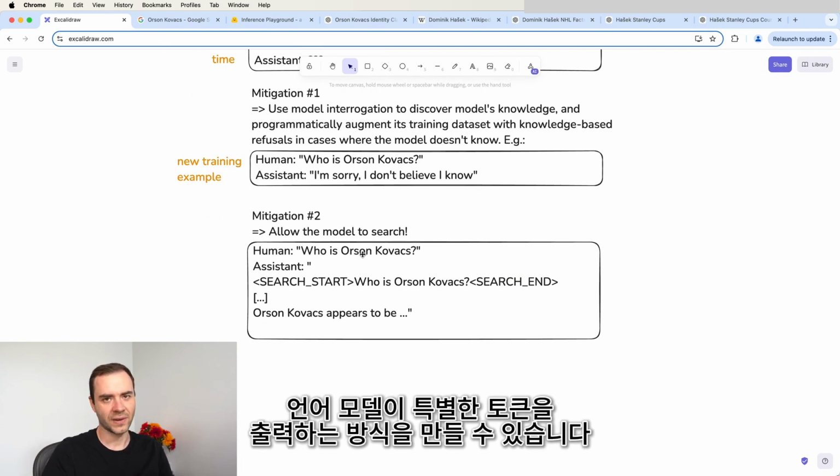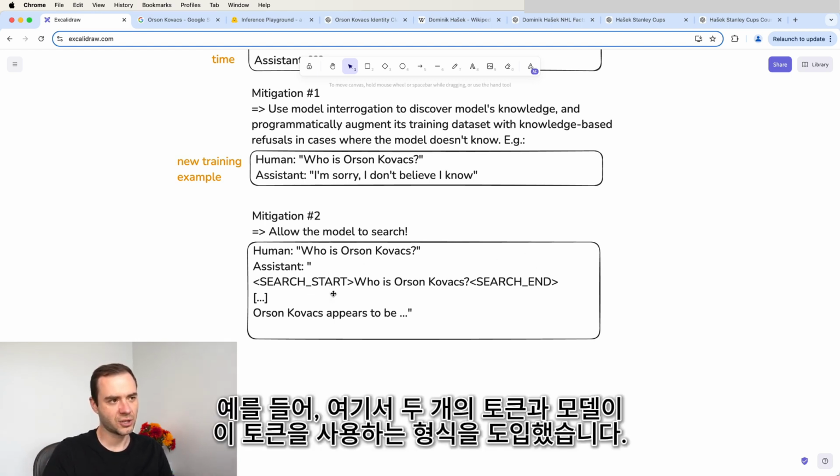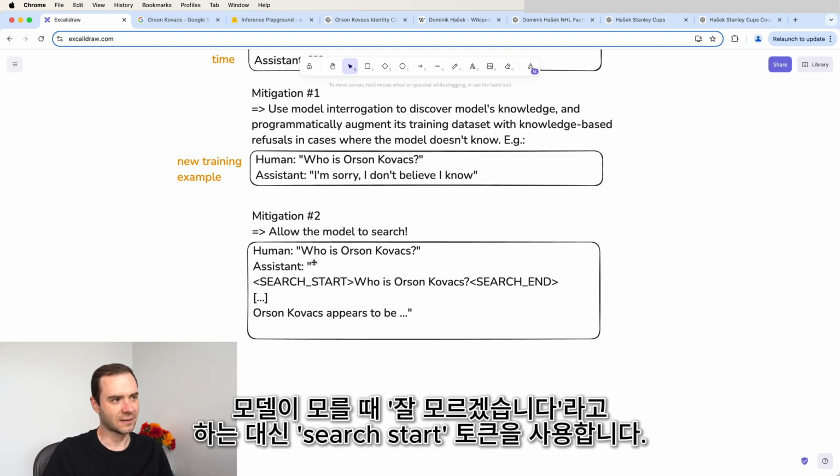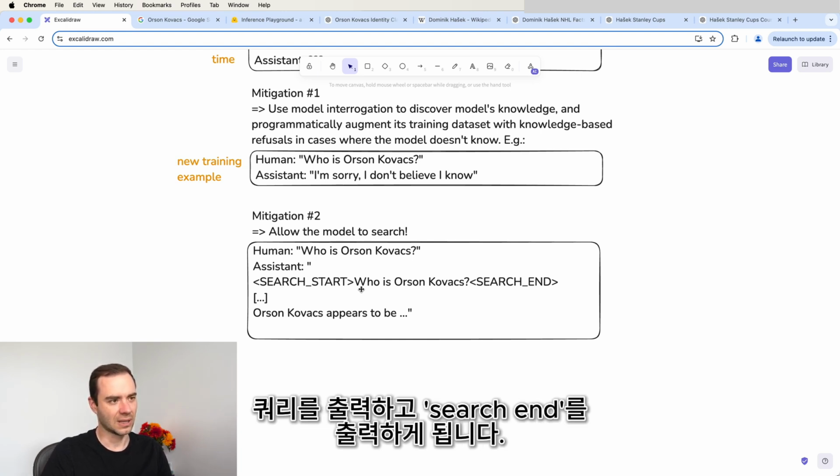So we can create a mechanism by which the language model can emit special tokens. And these are tokens that we're going to introduce, new tokens. So for example, here I've introduced 2 tokens, and I've introduced a format or a protocol for how the model is allowed to use these tokens. So for example, instead of just saying, "I don't know," the model has the option now of emitting the special token search start. And this is the query that will go to something like bing.com in the case of OpenAI, or say Google search or something like that. So it will emit the query, and then it will emit search end.